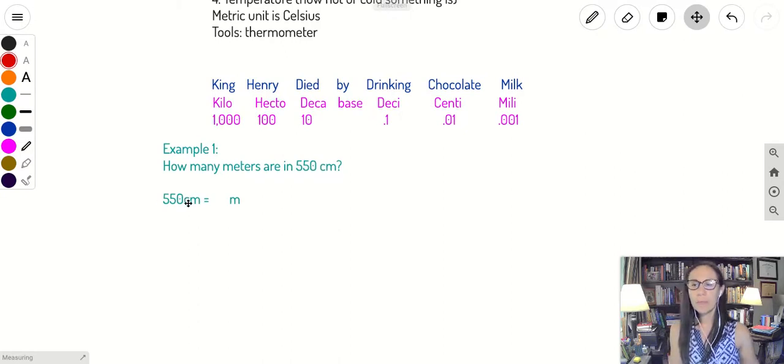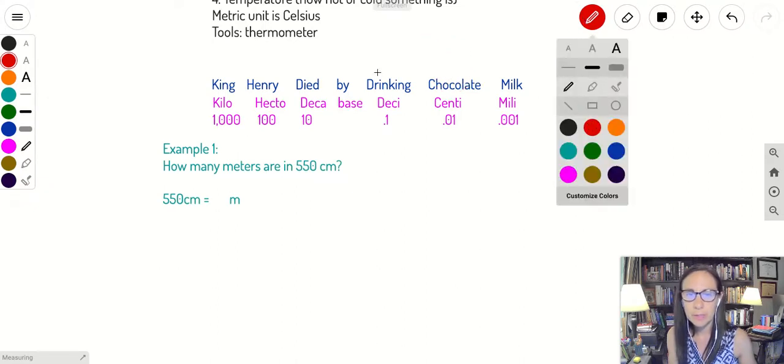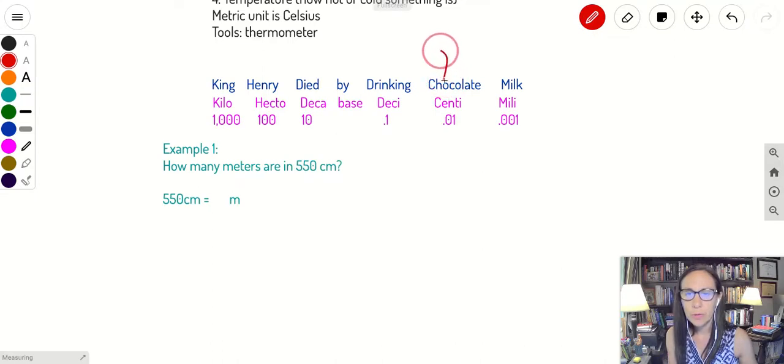So we are going from 550 centimeters, which is here, and we want to go to here, the base unit. So remember, the base unit is either meters, liters, or grams. Those are the ones that we talked about earlier. And so what I'm going to do is start here, the centi, and I'm going to move 1 to the left, 2 to the left. Oops. So that was supposed to be prettier, but it wasn't.